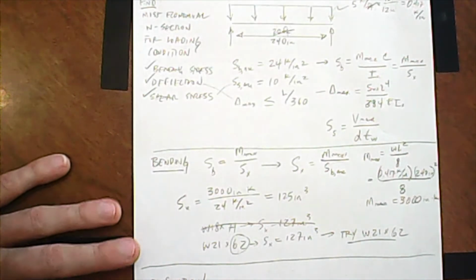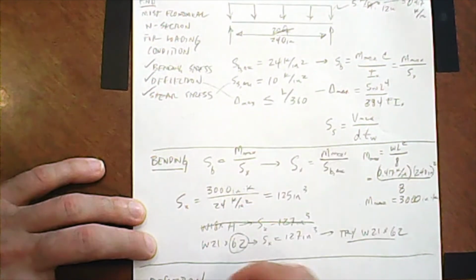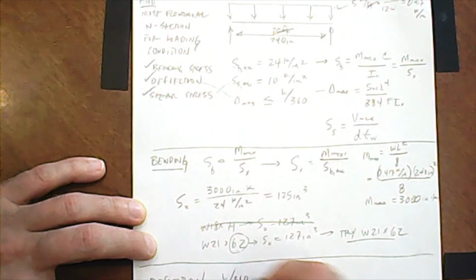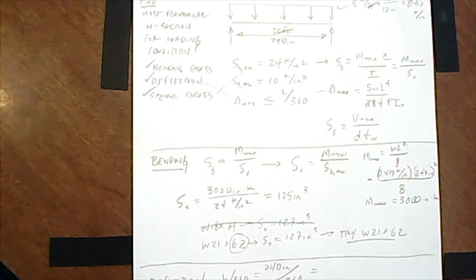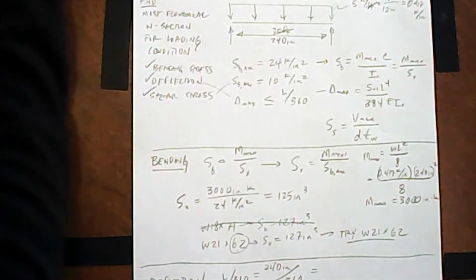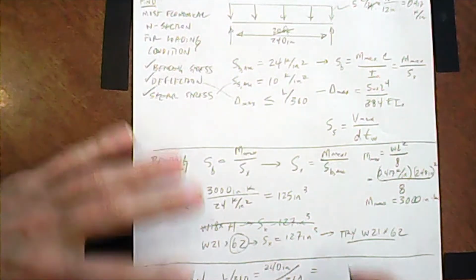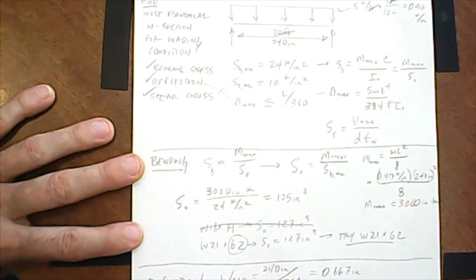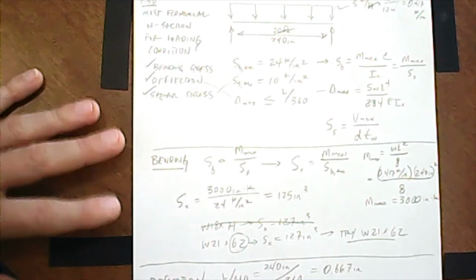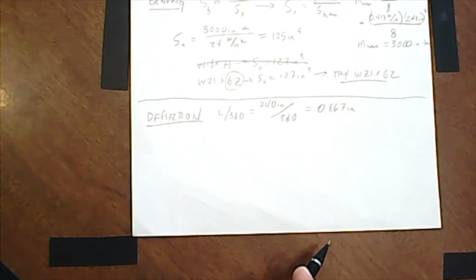Okay? And we know that first of all, our L over 360, we need to figure that out. L over 360 is going to equal 240 inches divided by 360, and that's going to be a nice even number, 2/3, 0.667 inches. So that's all the deflection we can have in the middle. Okay, that's the maximum deflection we can have.